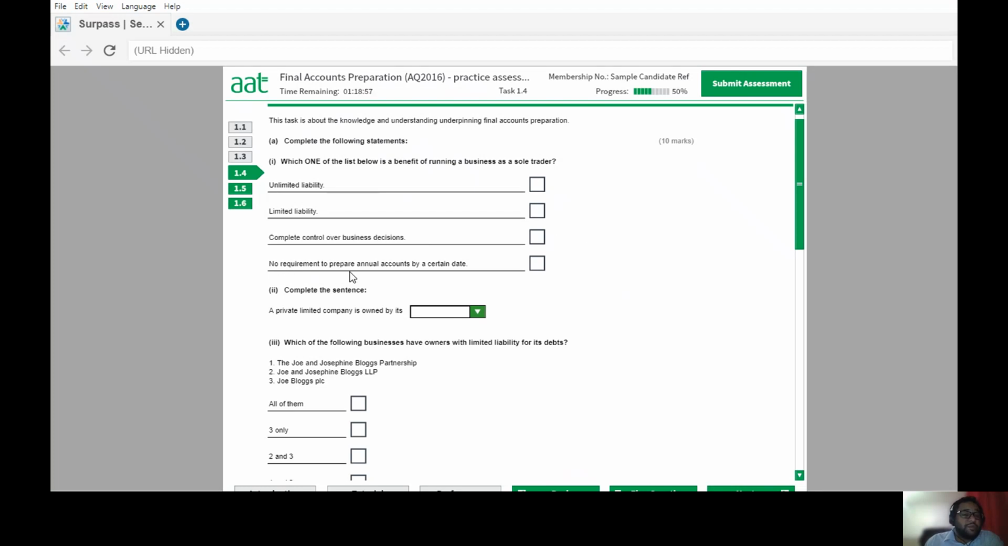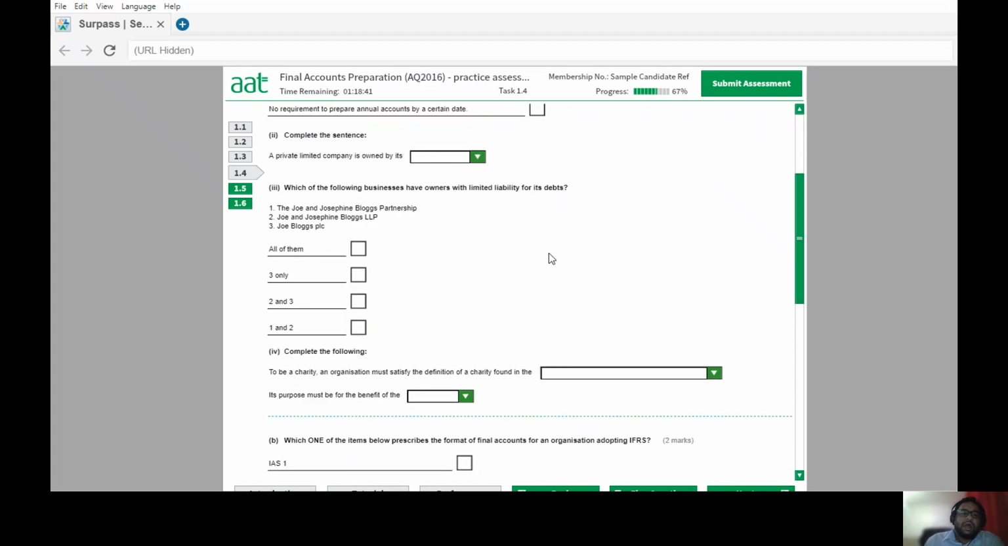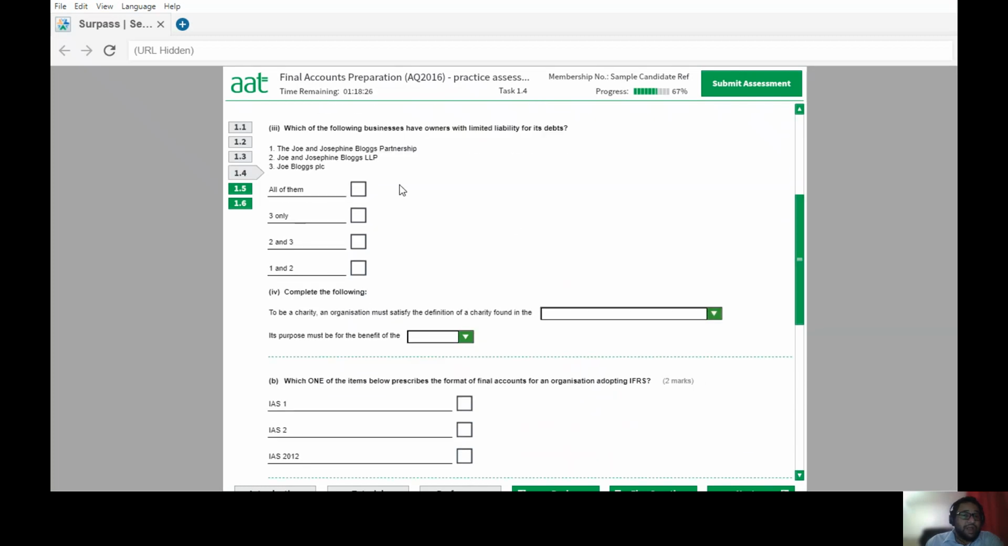No requirements to prepare annual accounts by a certain date. That's totally wrong because you still have a requirement to submit it, but you can't say there's no requirement at all. Okay, you have a little bit of a leeway, but of course, you have to submit accounts for this. A private limited company is owned by its what? It's going to be either partners or shareholders. Here, according to this, it is going to be shareholders. It's not about directors. Directors don't own the business. They make executive decisions. That's all about it.